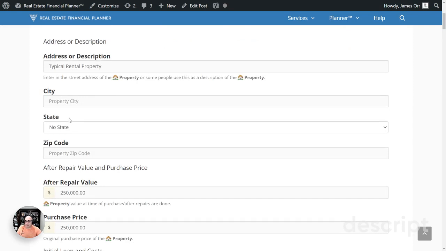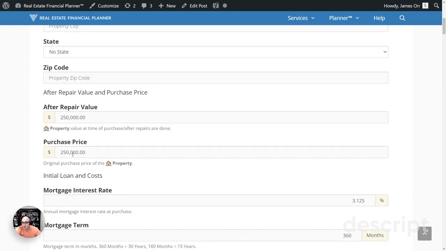You put in whatever city you want there. It's not really used for anything. It's just for you keeping track of where it is. No state in this particular case. The zip code, we didn't put a zip code in there.